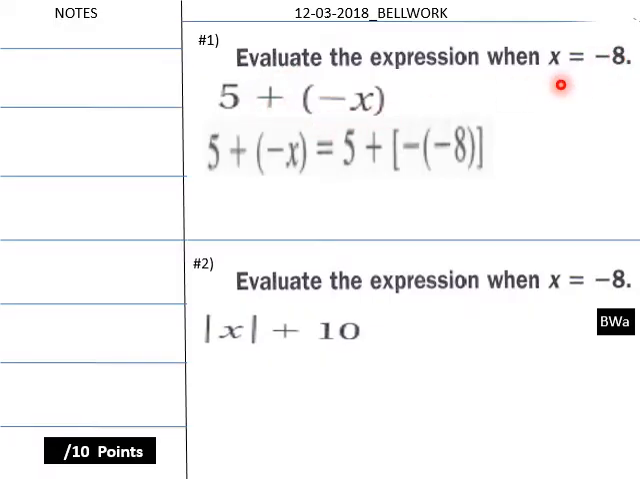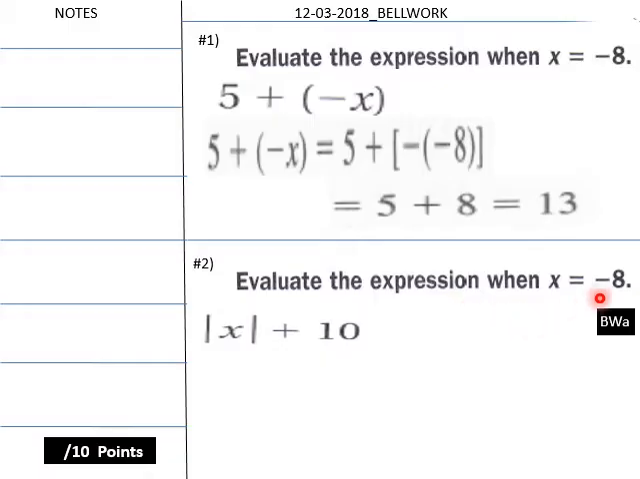When we put in -8 for x here, x equals -8, we have 5 plus a negative of x, and then when we put our -8 in for x, we get 5 plus the negative of a -8, and that comes out to 5 plus a negative of a negative would be a positive here. 5 plus 8 would equal 13.